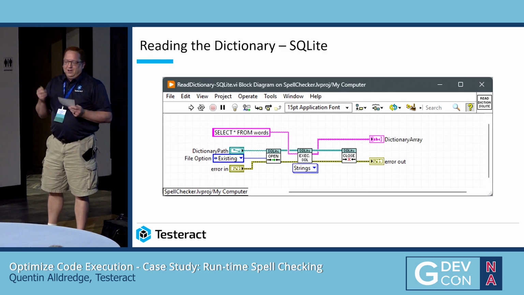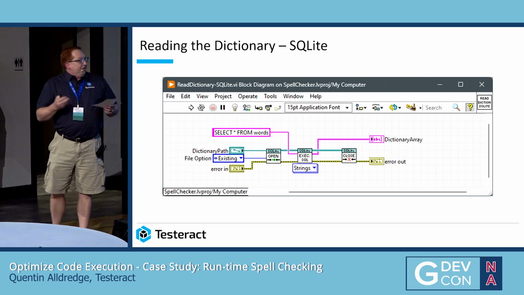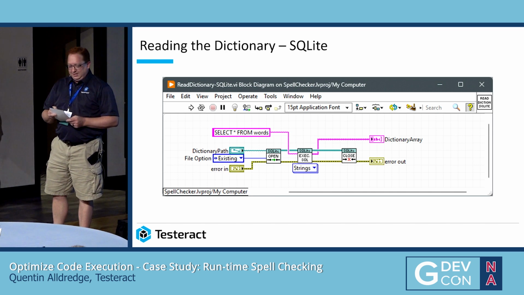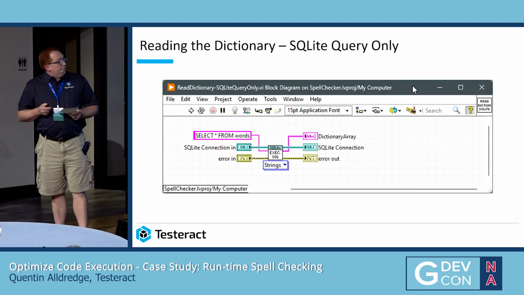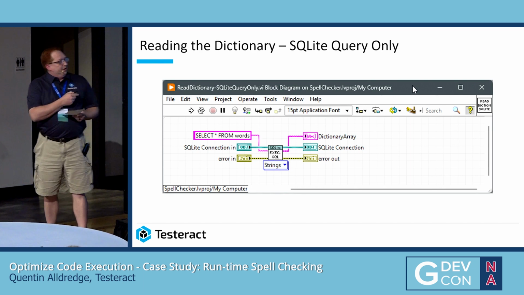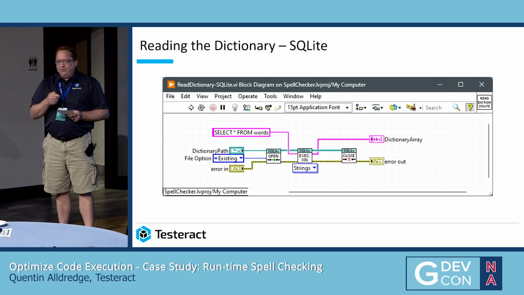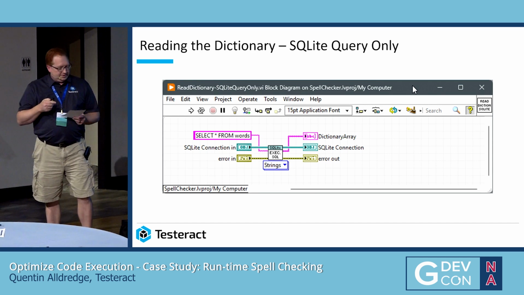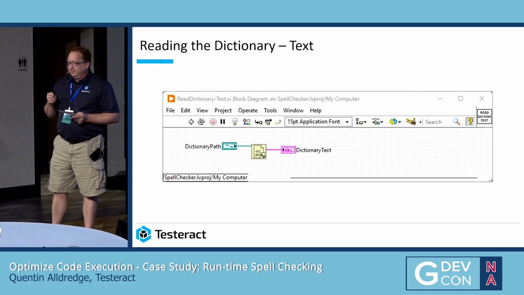This one is kind of maybe a misnomer, because you're not really reading in the dictionary. You're actually just doing a query and reading all of the words from the table, but it's an SQLite query. This one is doing it with just the query. So the difference is this one has the open and close as part of the 1,000 iterations. This one has just the query as the 1,000 iterations. And then this one's just a regular text file.